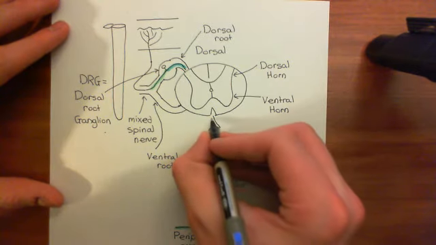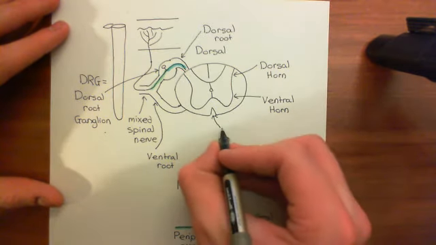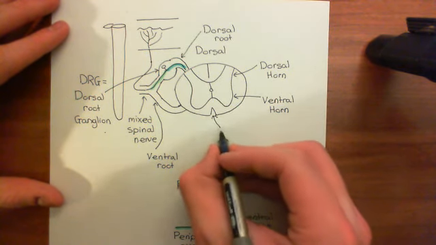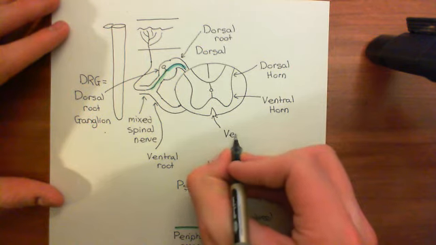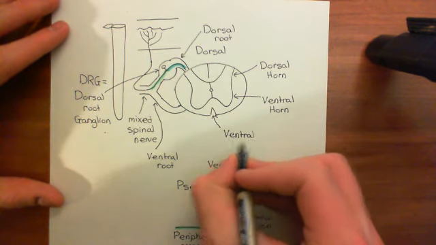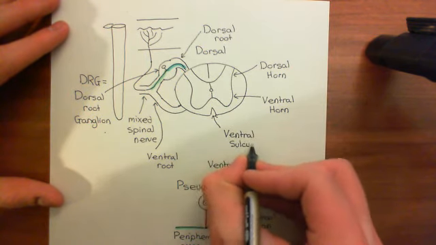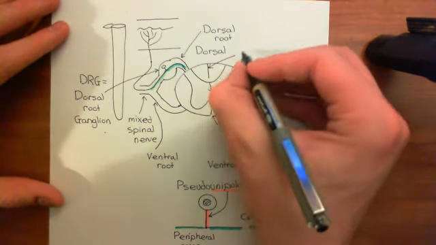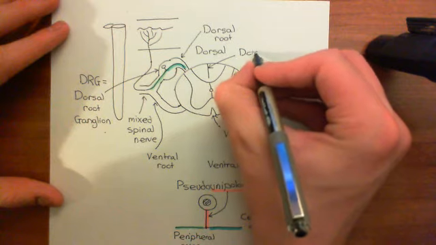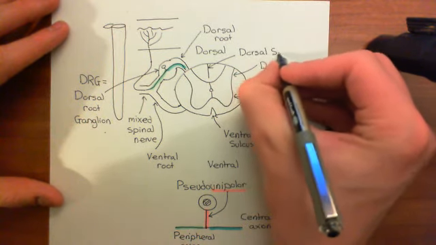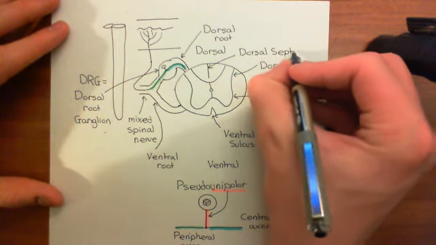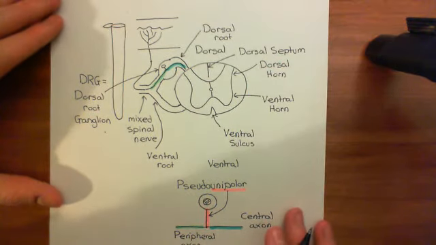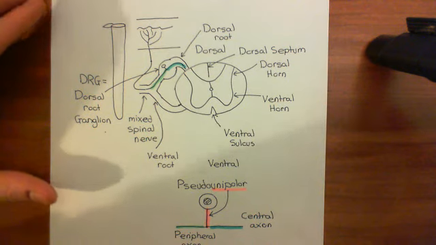Now, just to add a few extra labels onto the picture, there's a little sulcus that you have at the front of the spinal cord here. This is known as the ventral sulcus. And this little fold that you have at the back here is known as the dorsal septum. Those are just a few landmarks that you should always put on your drawings when you're drawing the cross-section of the spinal cord.